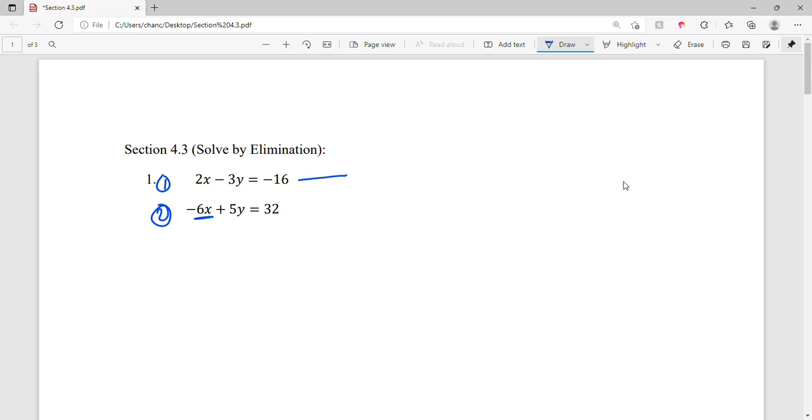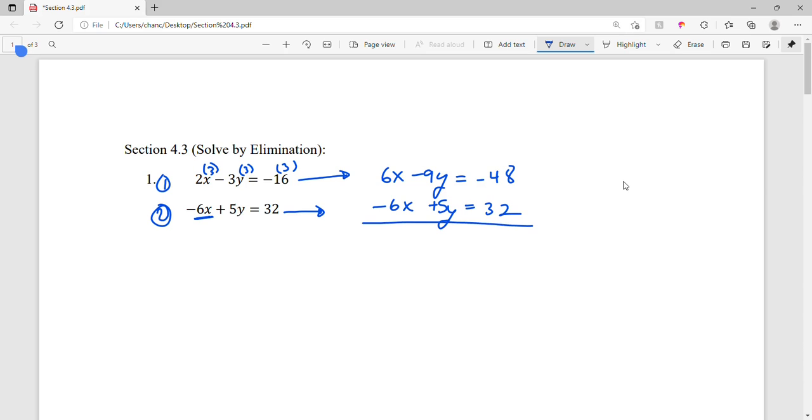So I can multiply the first equation, the entire first equation, by a factor of 3. If we do that, this gives us 6x minus 9y equals -48. And that's great because now if I shift the second equation directly underneath it, notice we have 6x and -6x. They are opposite. So we can simply add these two equations now, and one of the variables eliminates.